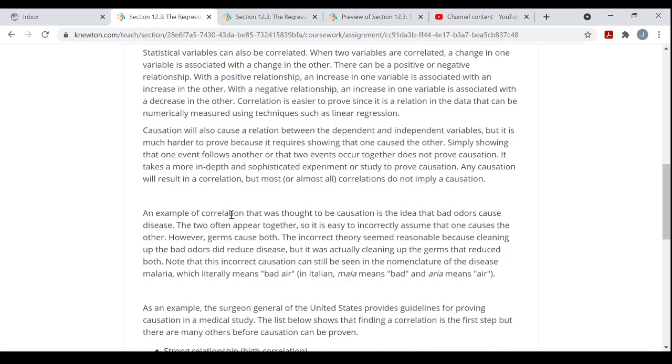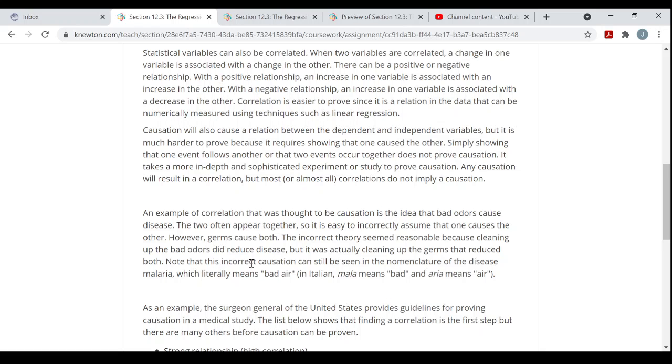An example of a correlation that was thought to be a causation is the idea that bad odors cause disease. The two often appear together, so it is easy to incorrectly assume that one causes the other. However, germs cause both. Germs cause the bad odor and the disease. So it wasn't the bad odor that caused disease. The incorrect theory seemed reasonable because cleaning up the bad odors did reduce disease, but it was actually cleaning up the germs that reduced both.